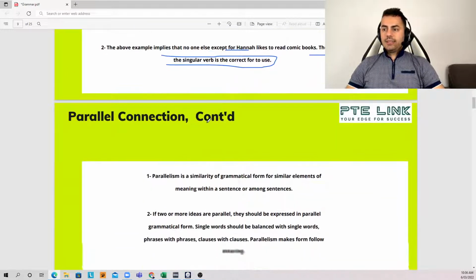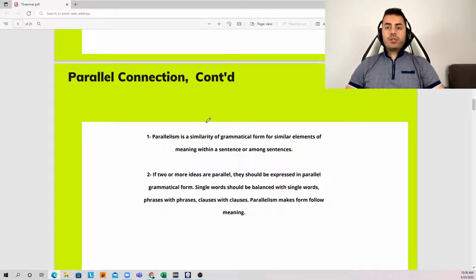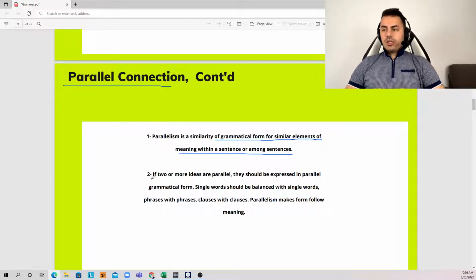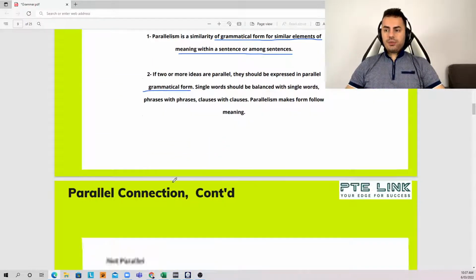skills. Another one, this is one of the most important tips or rules you could use in fill-in-the-blanks, which is related to parallel connection. What is parallel connection? We are looking at a similarity of grammatical form for similar elements of meaning within a sentence or among sentences. What does this mean? If two or more ideas are parallel, they should be expressed in parallel grammatical form. Let me show you an example. Here.